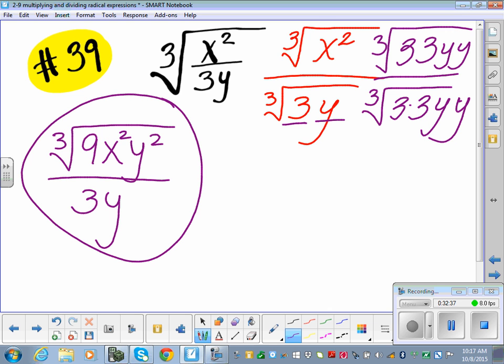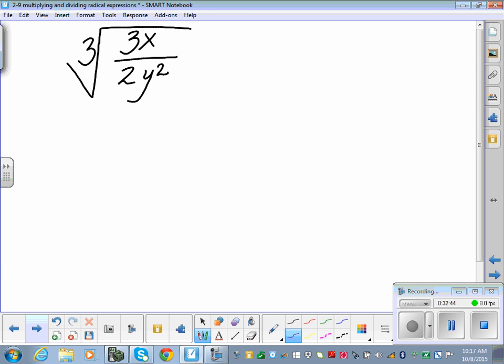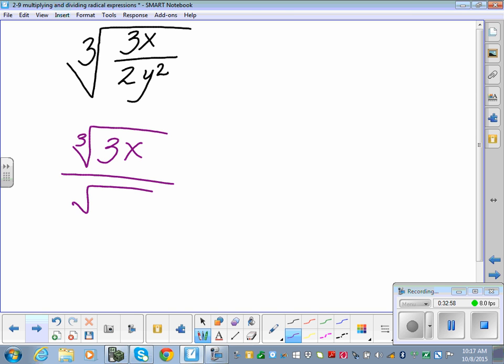Okay, those ones are trickier. Do you need to see another example, or are you going to be okay? Yeah, let's do another one. This one. We have the cube root of 3x over 2y squared. This is a good one to do. So we'll split it up and rewrite it as the cube root of 3x over the cube root of 2y squared. Let's write it as y times y, so that we can see how many we have.